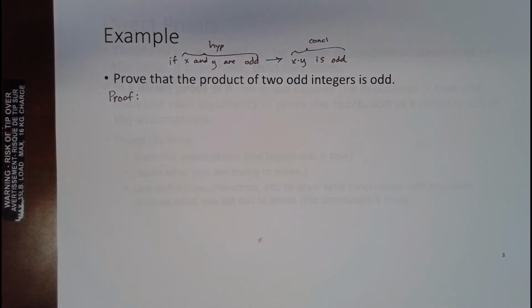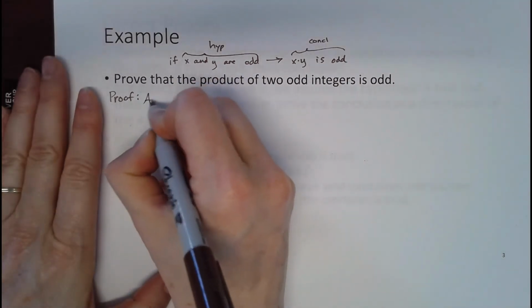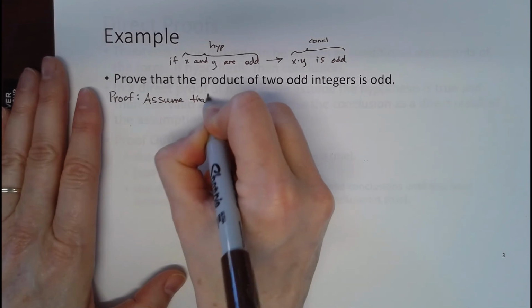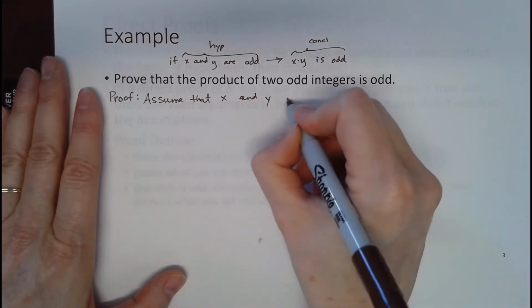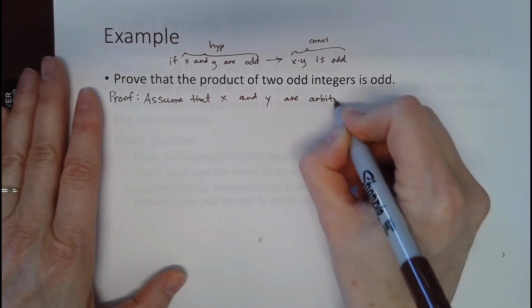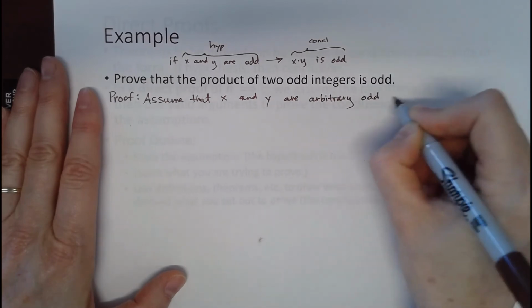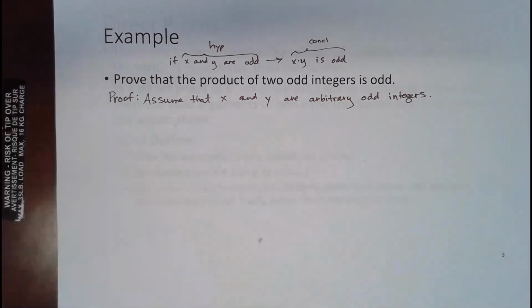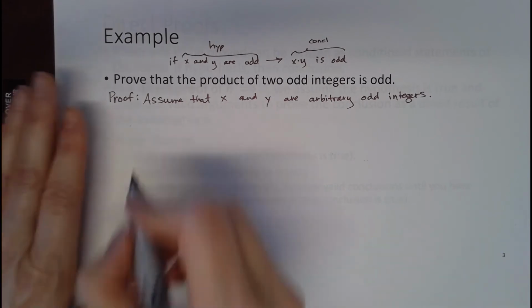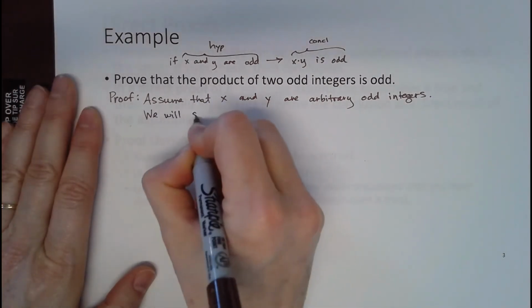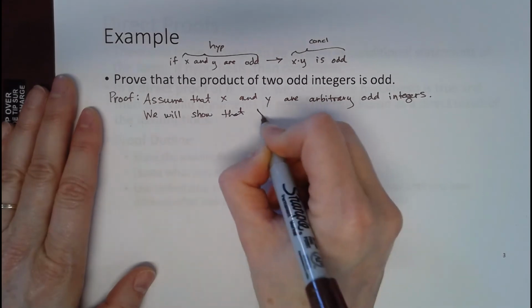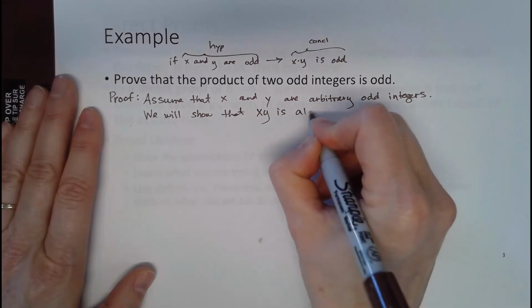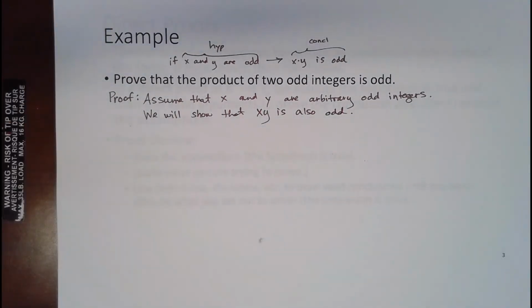Okay, so we should always start out by stating our assumptions. So I would say: assume that x and y are arbitrary odd integers. Okay, state my assumption. Then I probably would like to tell you where I'm going with this. So we will show that the product of x, y is also odd. Okay. So now the reader knows that's what we're trying to get to, and as soon as I see that, I'm done. Okay.